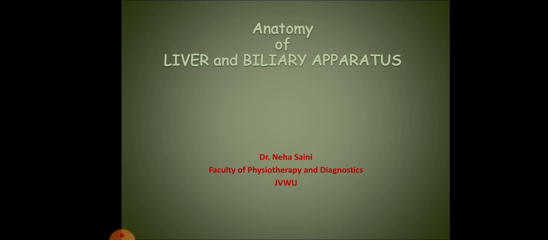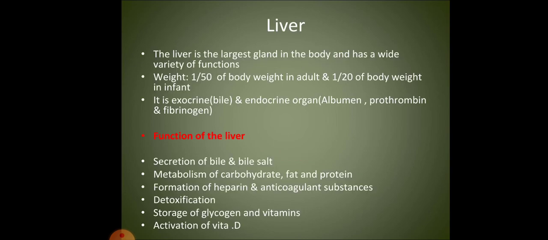Here I am going to tell you about the anatomy of the liver and biliary apparatus. The liver is the largest gland in the body and has a wide variety of functions. The weight is about 1/50th of the body weight in adults and 1/20th of the body weight in infants. It is an exocrine as well as endocrine organ. The exocrine part secretes the bile and the endocrine part secretes albumin, prothrombin and fibrinogen.